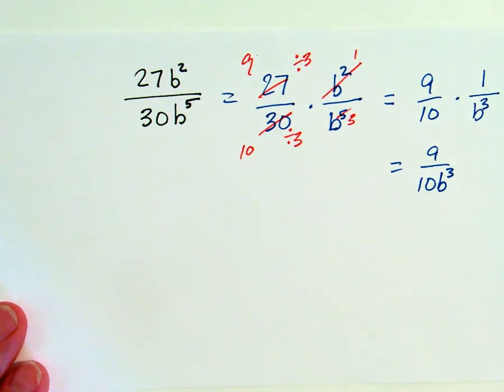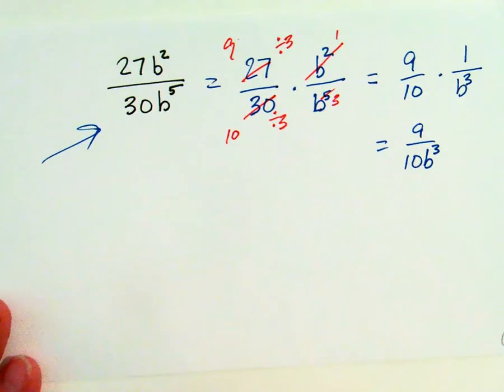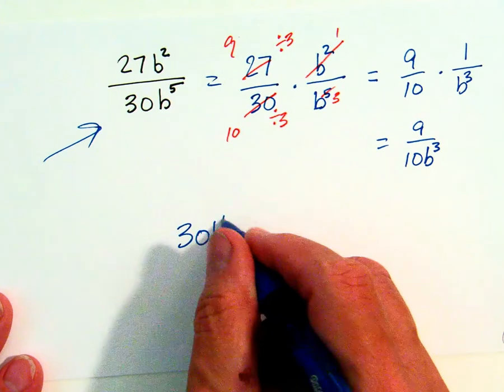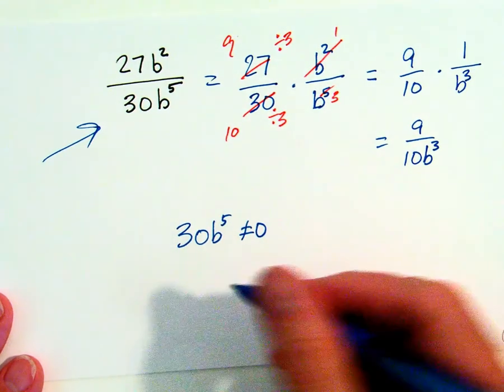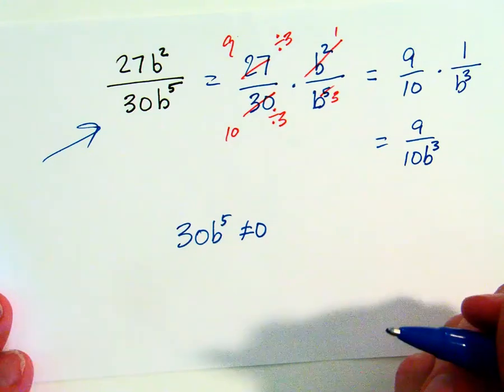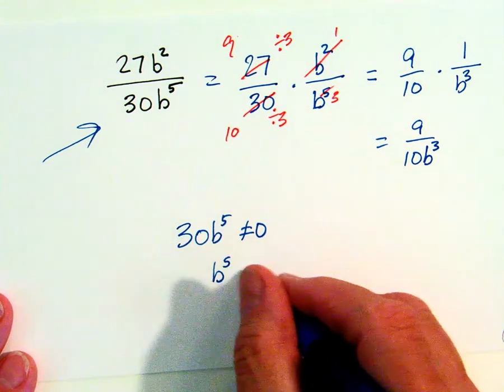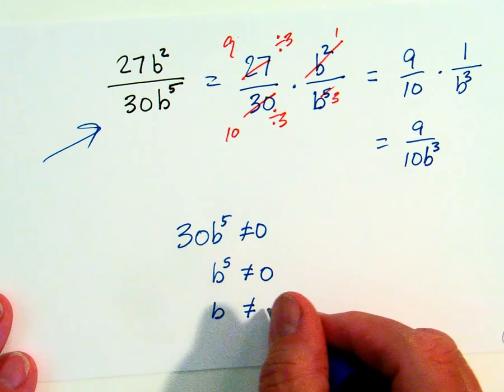What's excluded? Go back to the original. That's a good habit to get in, although in this case it won't make a difference. So 30b to the 5th cannot be equal to 0. Divide both sides by 30. 0 divided by 30 is still 0. No matter how many pieces you chop 0 into, you still get nothing. So b to the 5th cannot equal 0. So b, the 5th root, cannot equal 0. That's your excluded value. Okay?